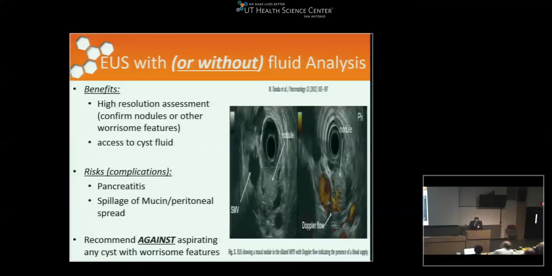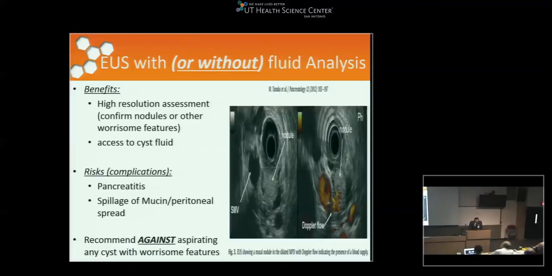EUS is one of the advanced studies that we use to characterize these lesions when they display worrisome features. The main benefits to EUS are its high-resolution assessment and the ability to confirm or further characterize mural nodules or other worrisome features, and also the access to cyst fluid. Risks associated with this procedure include pancreatitis and spillage of mucin and diffuse peritoneal spread of neoplasms.